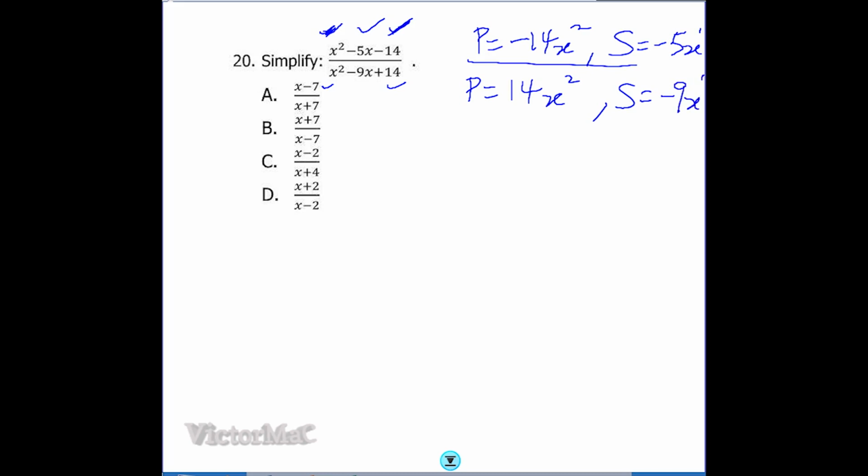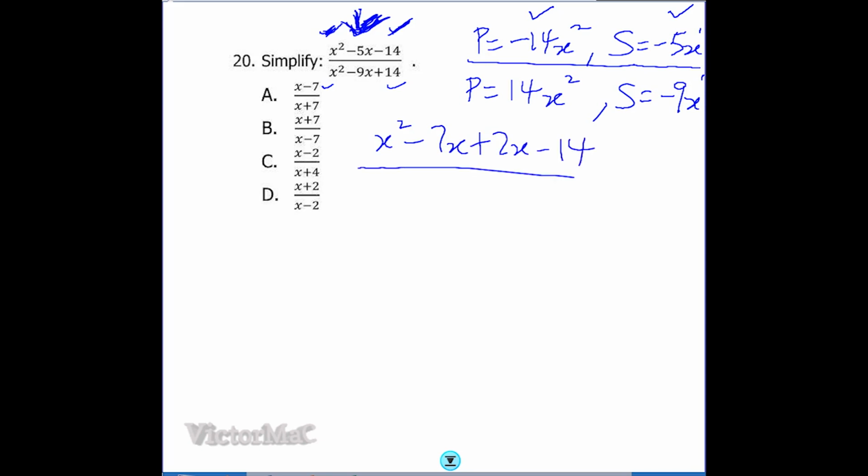All right. Now looking at the numerator first, we want to factorize the numerator. What are the 2 factors? Because we always start with analyzing the product first. What are the 2 factors that multiply to give minus 14x squared and sum up to minus 5x at the same time? Those 2 factors will be minus 7 and plus 2. So I'm going to decompose this middle term, minus 5x, into minus 7x plus 2x. So we have x squared minus 7x plus 2x minus 14.